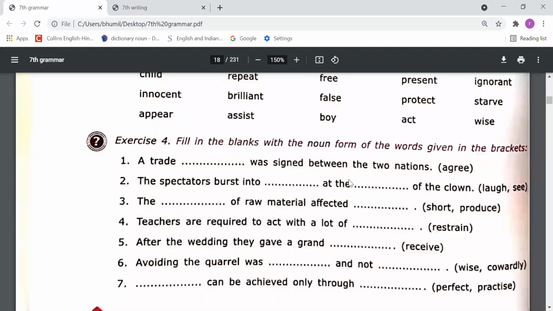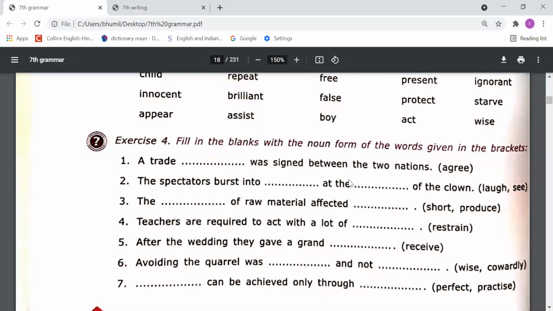Next, spectators burst into blank at the blank of the clown. Laugh and see. Two verbs are here and we need to make abstract nouns. So we can mention here: the spectators burst into laughter at the scene of the clown, right? We have made laughter from laugh. So in the first blank laughter will come and in the second scene will come.